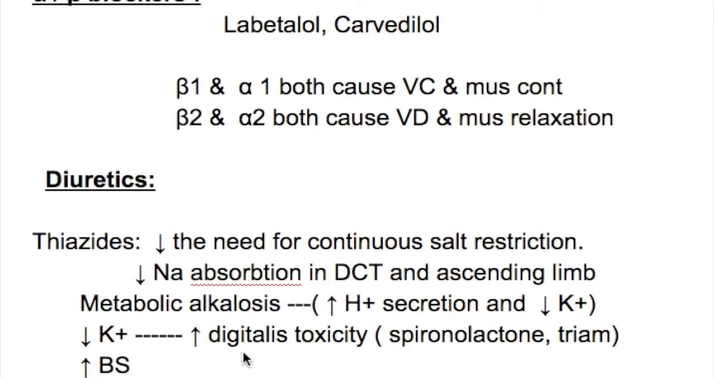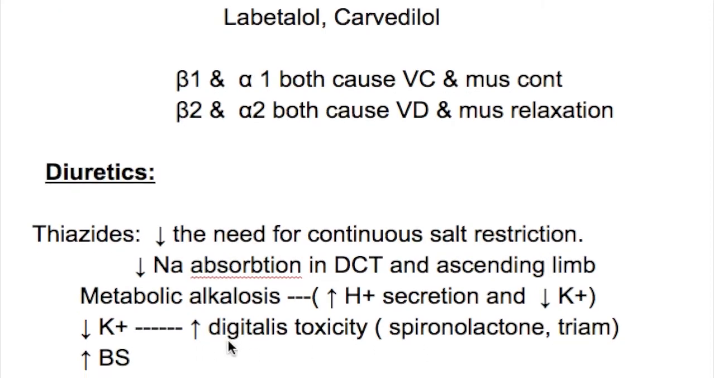What is the effect of hypokalemia on digitalis toxicity? Hypokalemia increases the digitalis toxicity because they both compete for the same site. So in the absence of potassium, digitalis occupies the site and causes toxicity. So thiazides may be combined with potassium sparing diuretics, spironolactone and triamterene, and they may also be combined with digitalis also.